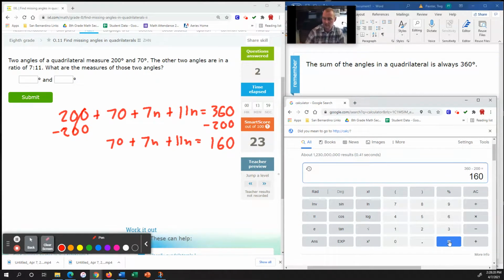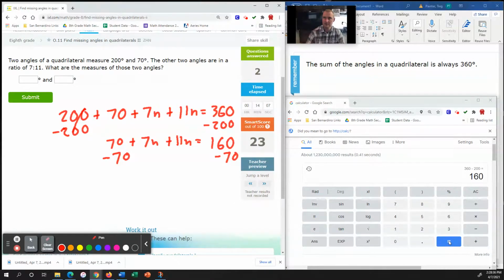Okay, that makes sense. All right, next step, keep getting rid of stuff. Subtract 70, subtract 70. So 160 minus 70 should take us to 90. Double checking the calculator, there's our 90 there. So therefore, 70s are out. 7n plus 11n comes down equals 90 degrees left.